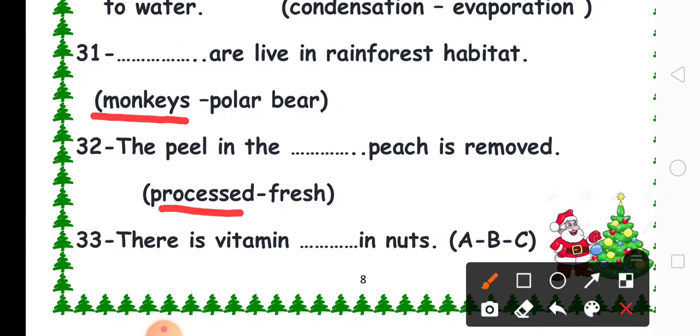After that, which vitamin is in the nuts? In nuts we have vitamin B. We have vitamin A in carrots, which is good for our eyes. We have vitamin B in nuts. We have vitamin C in the orange and guava. Okay, Junior 3.